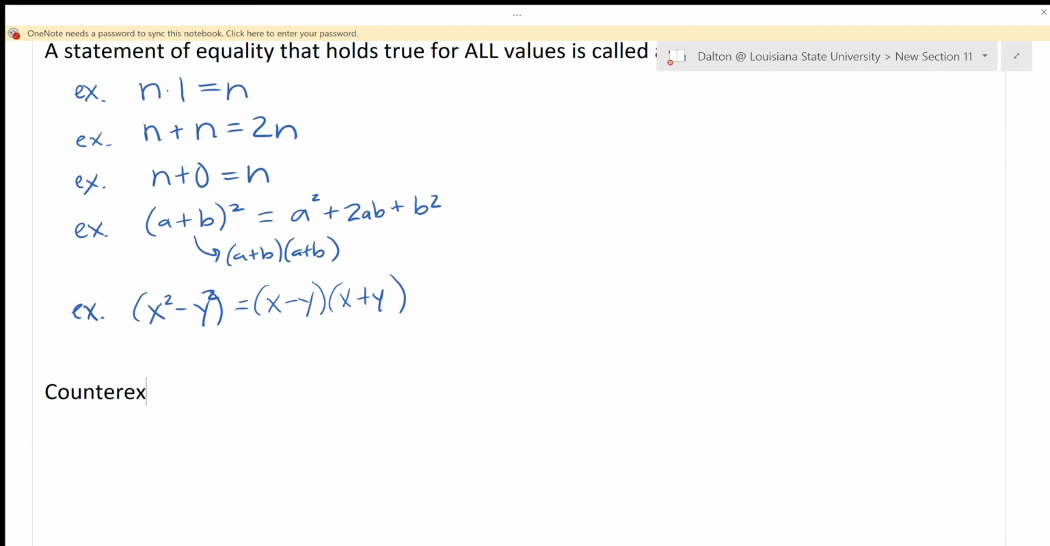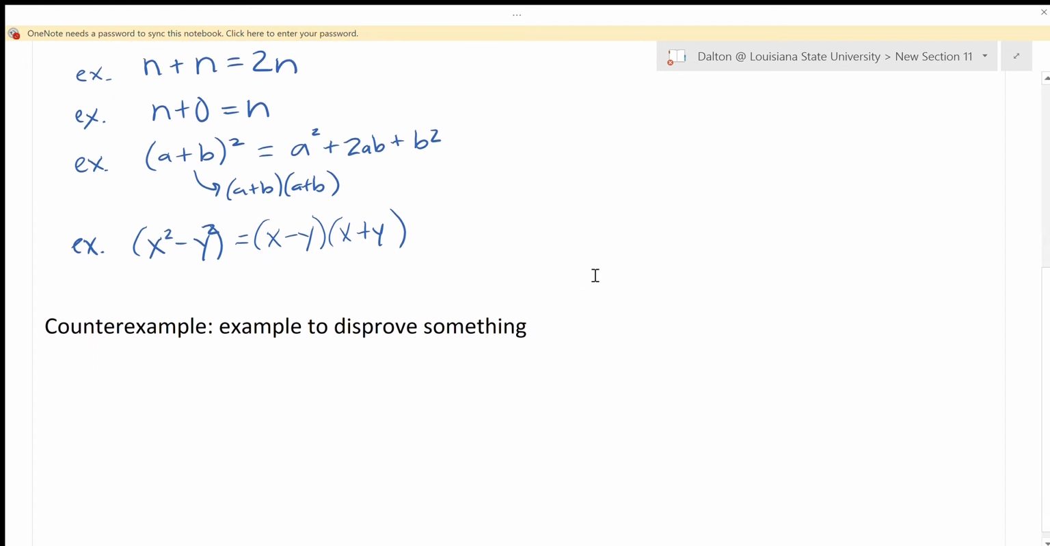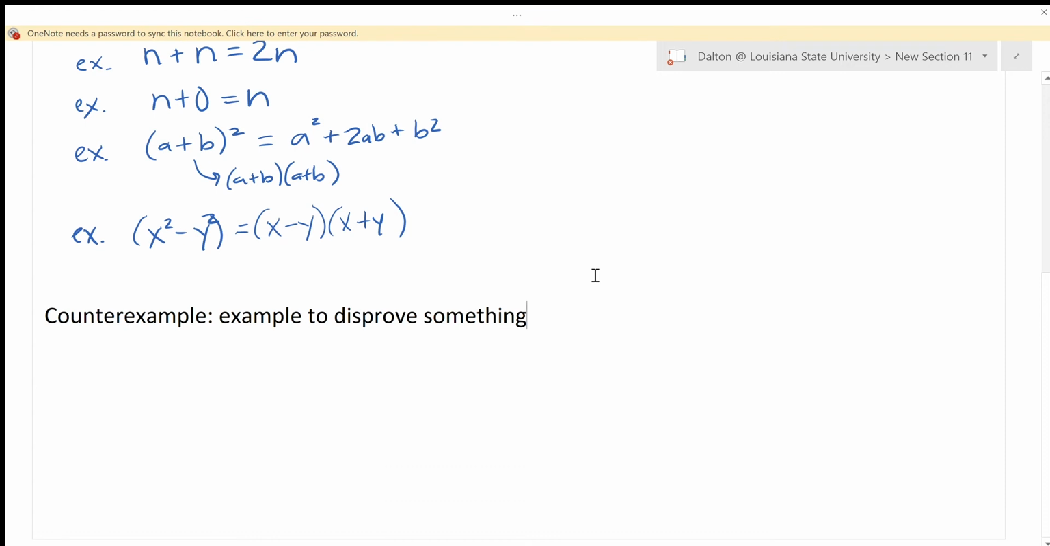Does the word counterexample ring a bell from geometry? Nope. It's okay. A counterexample is an example to disprove something, or to prove that something is false. So to prove something's true, it takes a lot of effort. To prove it's false, you really only need one example to show that it doesn't work.